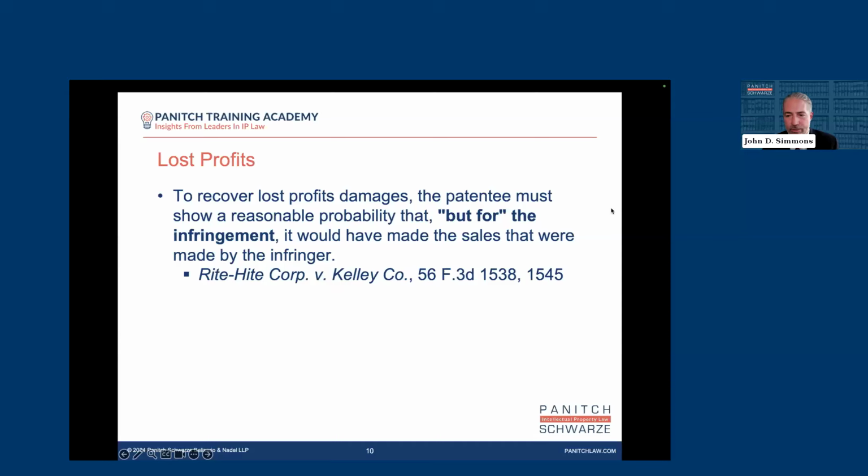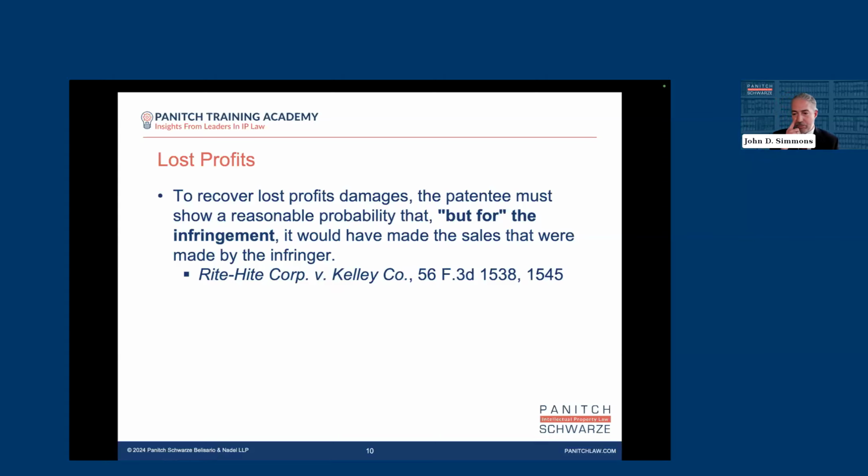So reasonable royalties that Steve just covered are the floor, but the holy grail in patent damages are lost profits. To recover lost profit damages, the patent holder or exclusive licensee must show a reasonable probability that but for the infringement, the patent holder or exclusive licensee would have made the sales that were made by the infringer.